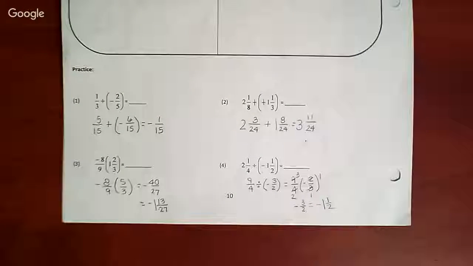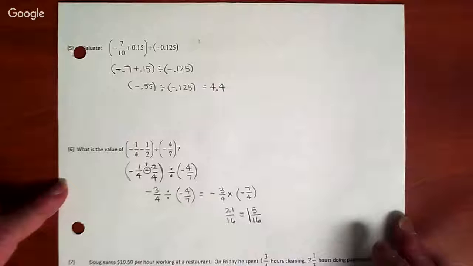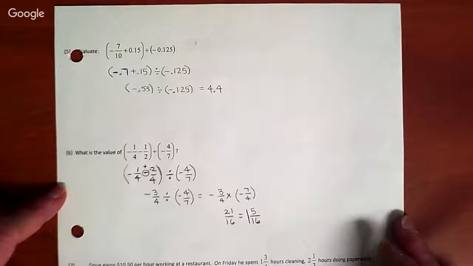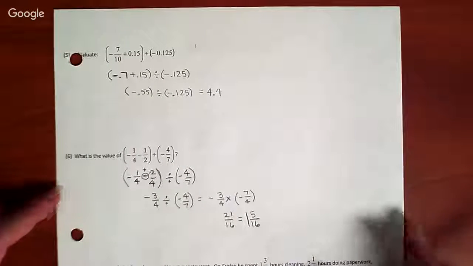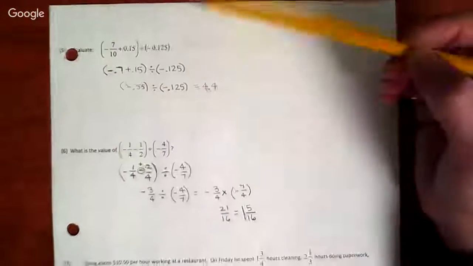If you don't like to cross cancel, you can simply multiply straight across, but then you've got big numbers to simplify. So please just be careful there. Next. You have these two questions. And again, New York State is going to say show all work. If they do, this is the type of work they're going to expect.